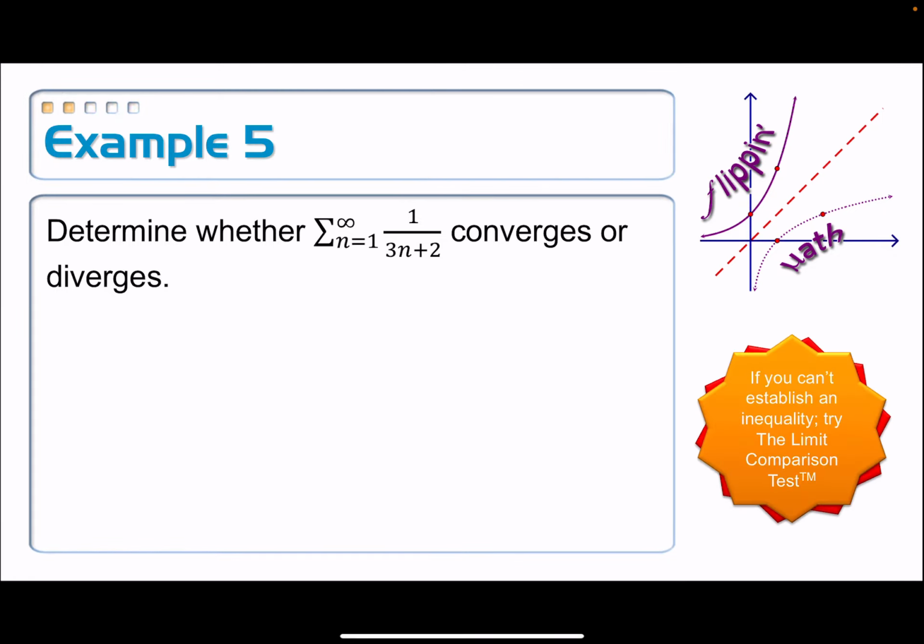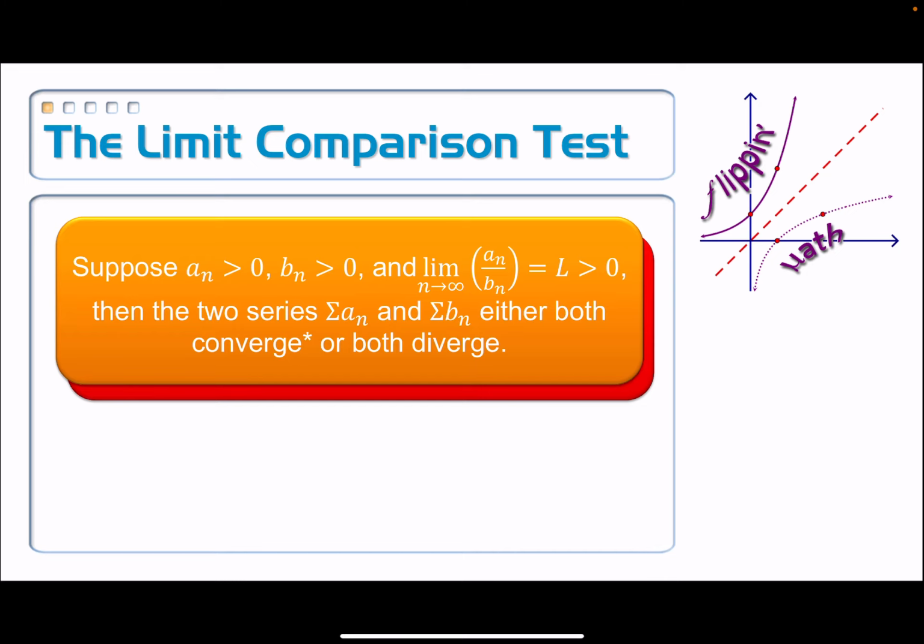All right, here is the way the limit comparison test goes. We still need to find a series to compare ours to that we know either converges or diverges. Here's the setup. Suppose a sub n is greater than 0 and b sub n is greater than 0, so basically we have positive terms once again, and the limit as n approaches infinity of the ratio a sub n over b sub n is equal to L, which is greater than 0. In other words, this limit is finite and positive. It is some real number that is positive.